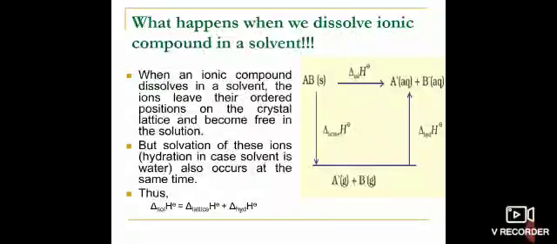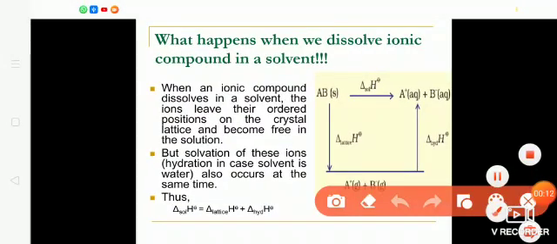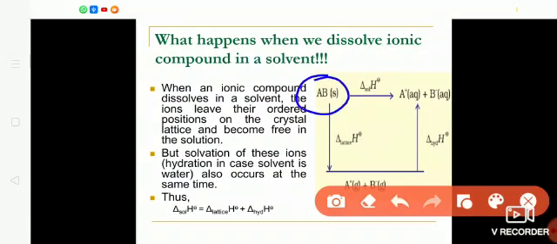Now the question arises, what happens when we dissolve the ionic compound in a solvent? When an ionic compound is dissolved in the solvent, the ions leave their ordered position on the crystal lattice and become free in the solution. Here we can see that AB is the solid, and when it is dissolved in some solvent, it dissociates to give its ions in the gaseous state first.